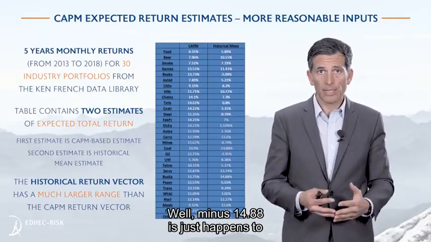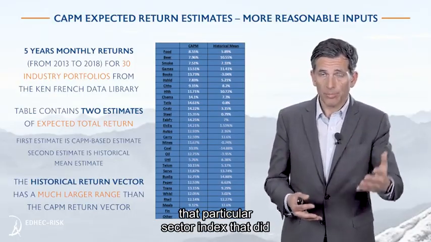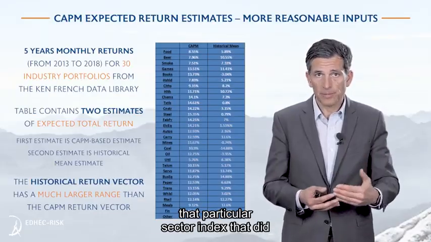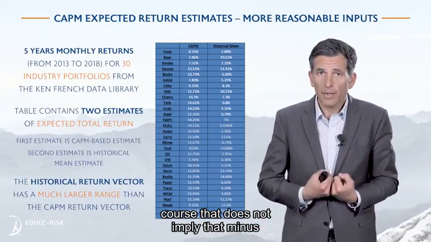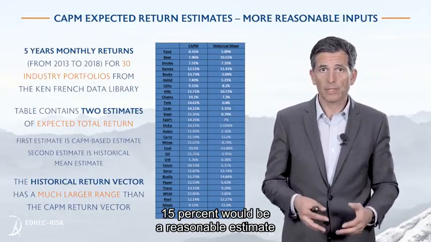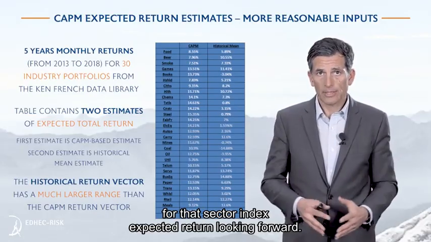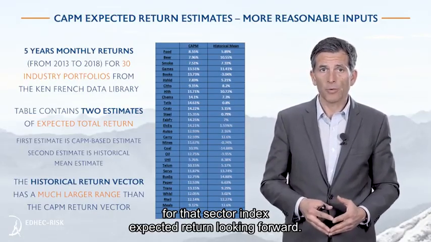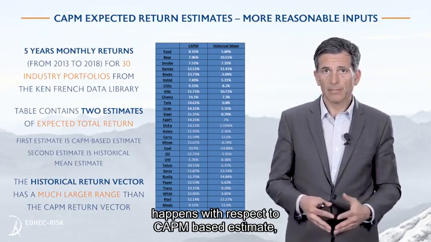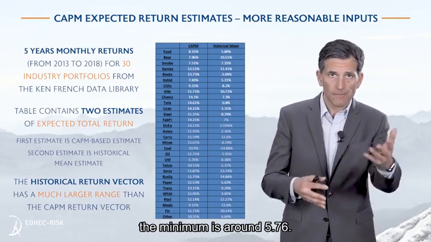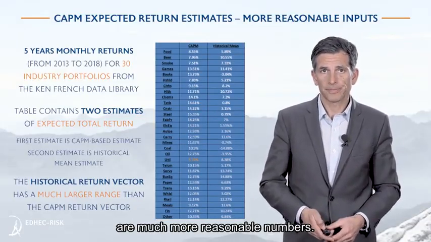Well, minus 14.88 just happens to be the realized return on that particular sector index that did particularly poorly over the sample period. But of course, that does not imply that minus 15% would be a reasonable estimate for that sector index's expected return looking forward. In contrast, if you look at the CAPM-based estimate, the range is much smaller. The minimum is around 5.76. So we're looking at much more reasonable numbers.